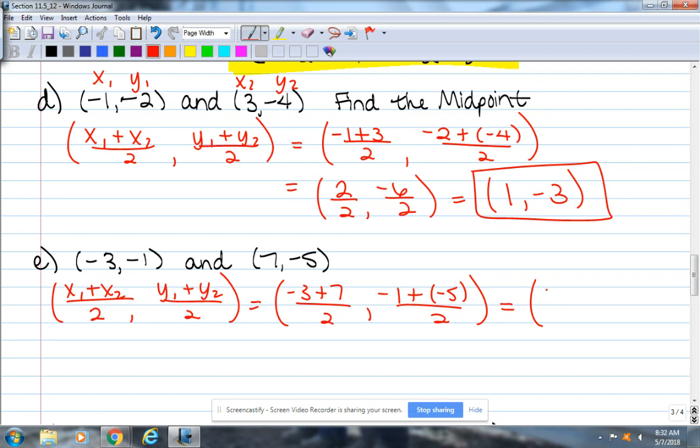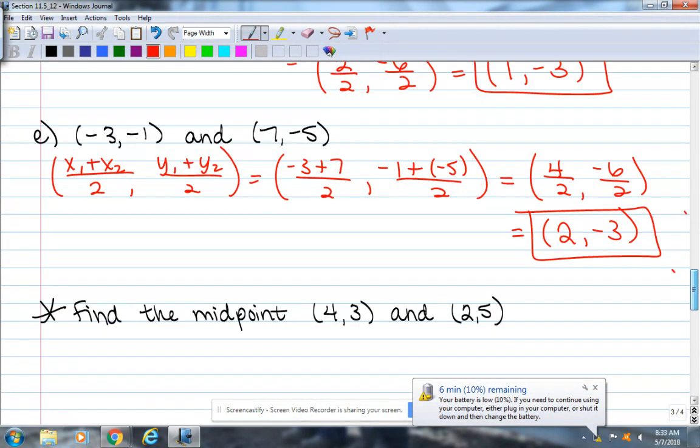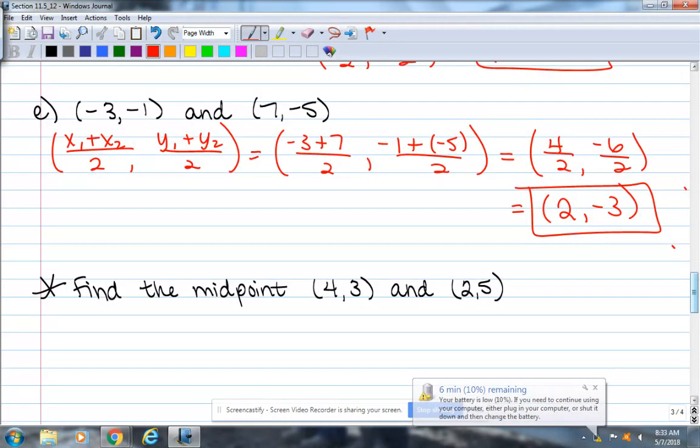Y'all are not participating. Like my Jonah says, you not participating. 4 over 2. And what's negative 1 plus negative 5? And then I divide them. 4 divided by 2 is what? Negative 6 divided by 2 is? So that ordered pair is 2, negative 3. And like I said, if they don't divide evenly, then you just reduce the fractions.